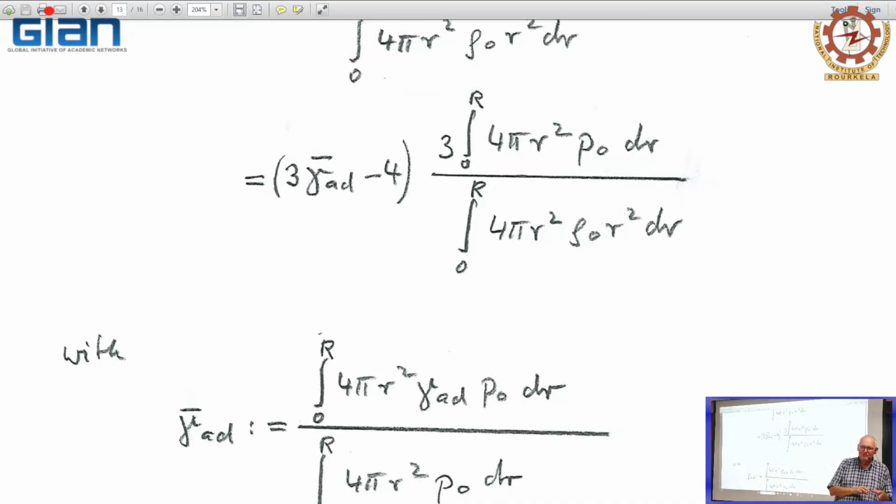Is the opposite true as well? If we have instability, then do we have to have a mean adiabatic index smaller than 4/3?